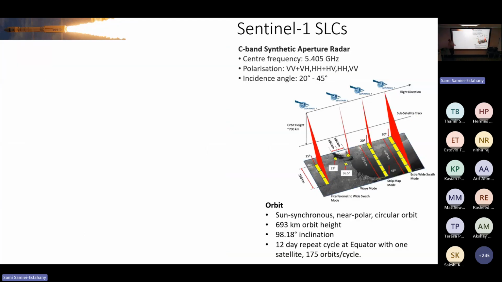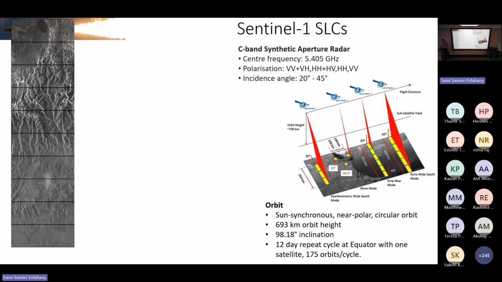So I think you've gone over this a bit. This is the typical acquisition mode for it. The sun-synchronous satellite is C-band, about 5.5 gigahertz. And we're mainly looking at the interferometric wide swath mode. So it measures 250 kilometers, a decent fraction of the UK.